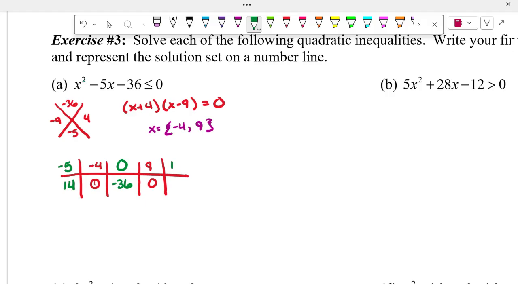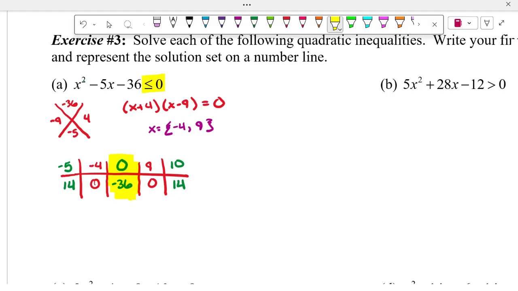And then we'll pick a 10. So, yeah, still 14. So, if I want them to be less than or equal to 0, do I want numbers on either side of -4 and 9, or do I want between? In between. So this is where our solution set will be, in between.